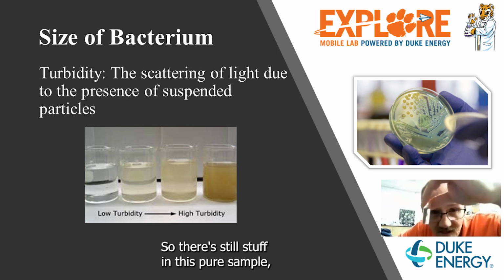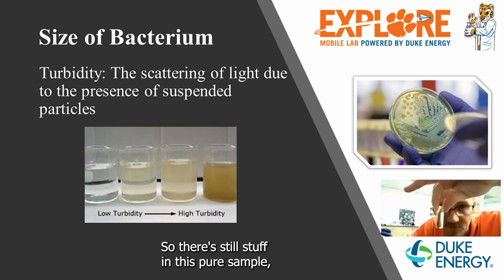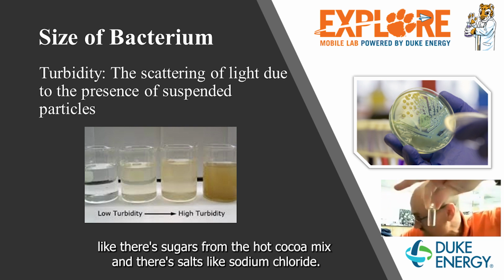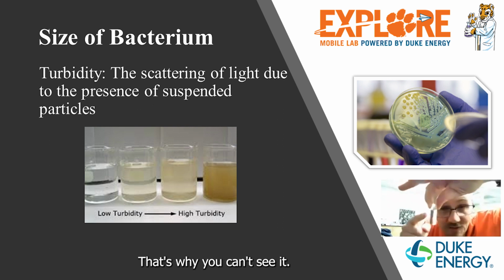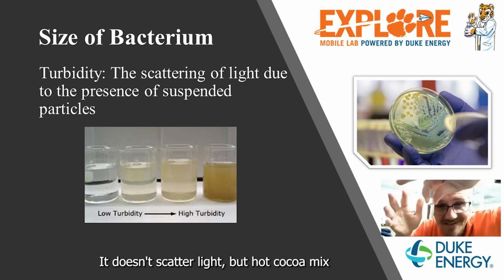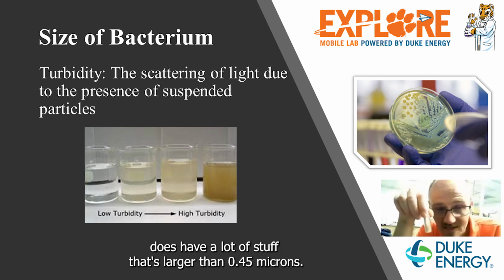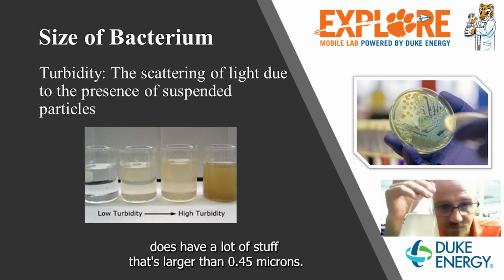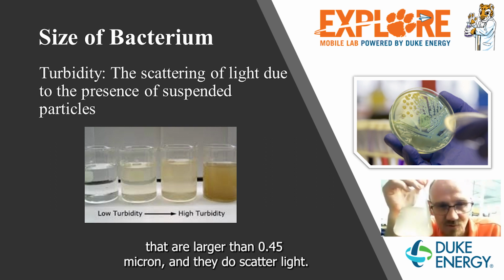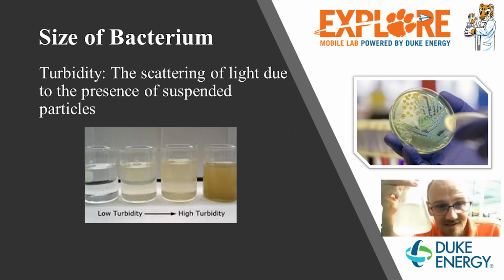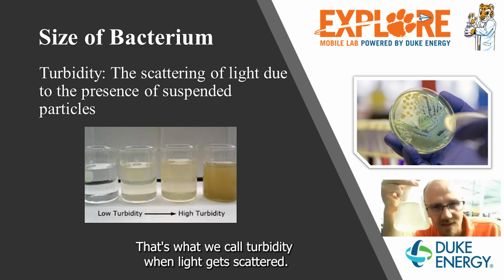So there's still stuff in this pure sample, like there's sugars from the hot cocoa mix, and there's salts like sodium chloride. Well, all of that is smaller than 0.45 micron. That's why you can't see it. It doesn't scatter light. But hot cocoa mix does have a lot of stuff that's larger than 0.45 microns. A lot of what you drink in hot chocolate is particles. It's a bunch of little particles that are larger than 0.45 micron, and they do scatter light, and that's why we see cloudiness. That's what we call turbidity, when light gets scattered.